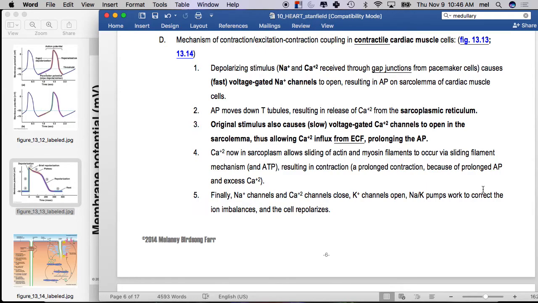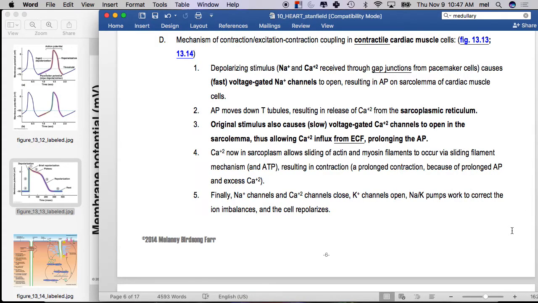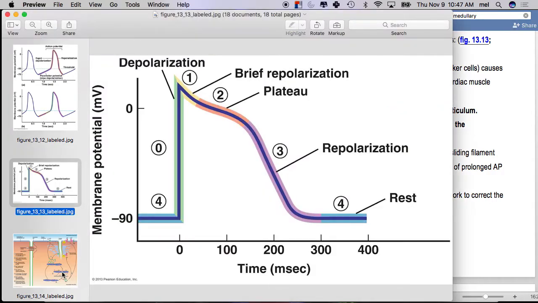And those will cause a new kind of channel to open. And these are called fast voltage gated sodium channels. And the fast voltage gated sodium channels are going to go all the way up past 0. That make sense? Okay. So you depolarize and you hit fast voltage gated sodium channels opening. And that's what gets you your action potential. Okay. So I have an action potential. And now let's see what's going to happen on the muscle cell before we finish the rest of the graph. And then we'll label the graph.